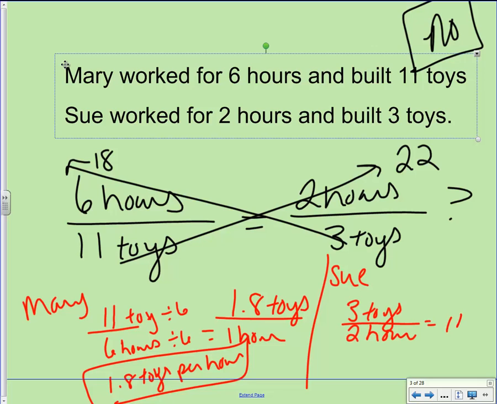For a unit rate, I want 1 hour on the bottom, so how do I get that? I divide both of them, top and bottom, by 2. And so 3 divided by 2 gives me 1.5 toys per hour.